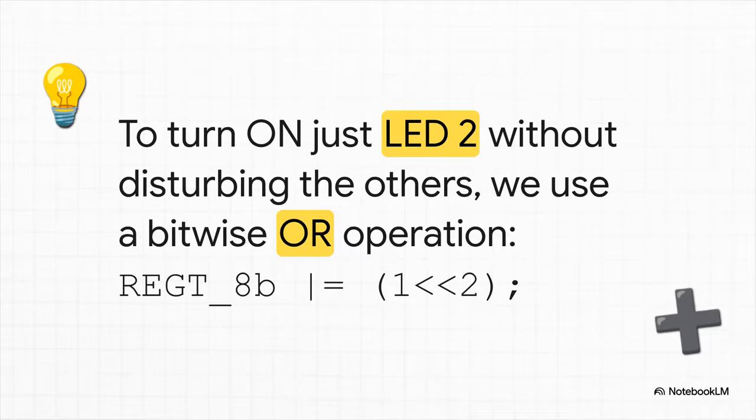So as you can see right now, LEDs 7, 6, and 5 are all turned on. Now, our mission is to turn on LED number 2, but, and this is key, without messing with any of the others. To do that, we use this little line of code.